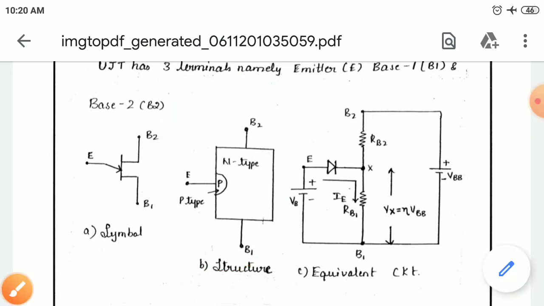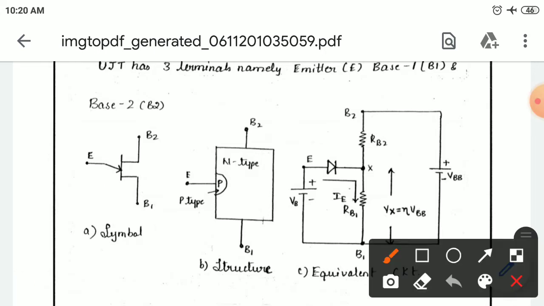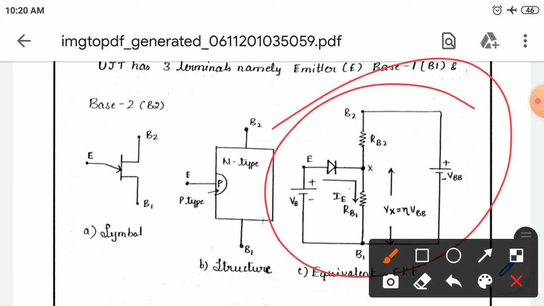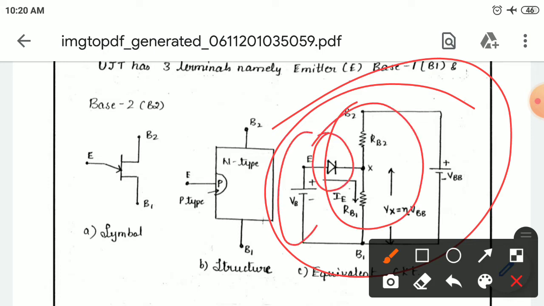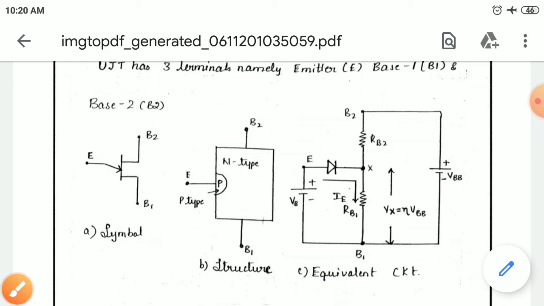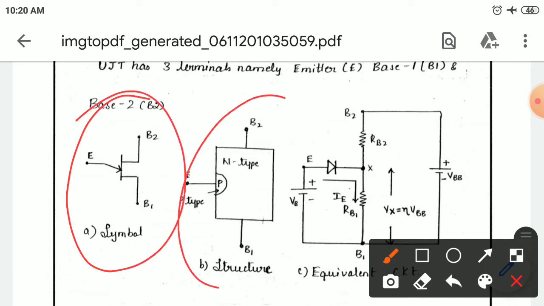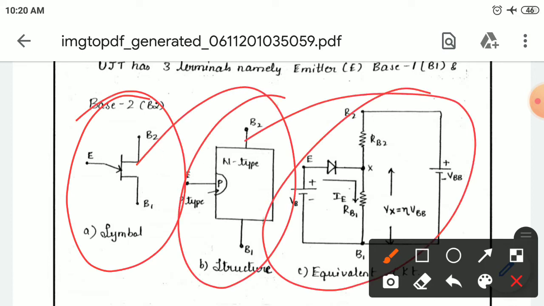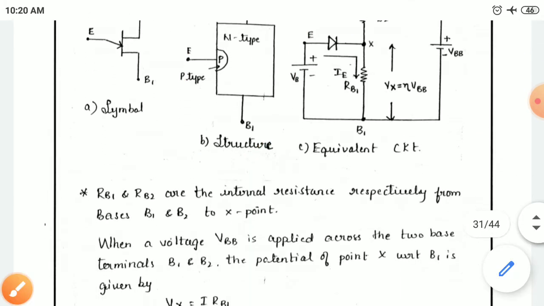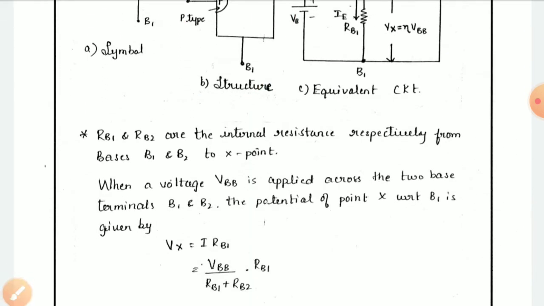So this is the structure or cross sectional view of the unijunction transistor, and this is the equivalent circuit or schematic representation, which consists of the internal resistances RB1, RB2, and the diode. So this is a symbolic representation, this is a cross sectional view, and this is the equivalent circuit of the unijunction transistor. Here RB1 and RB2 are the internal resistances from base 1 and base 2 respectively.